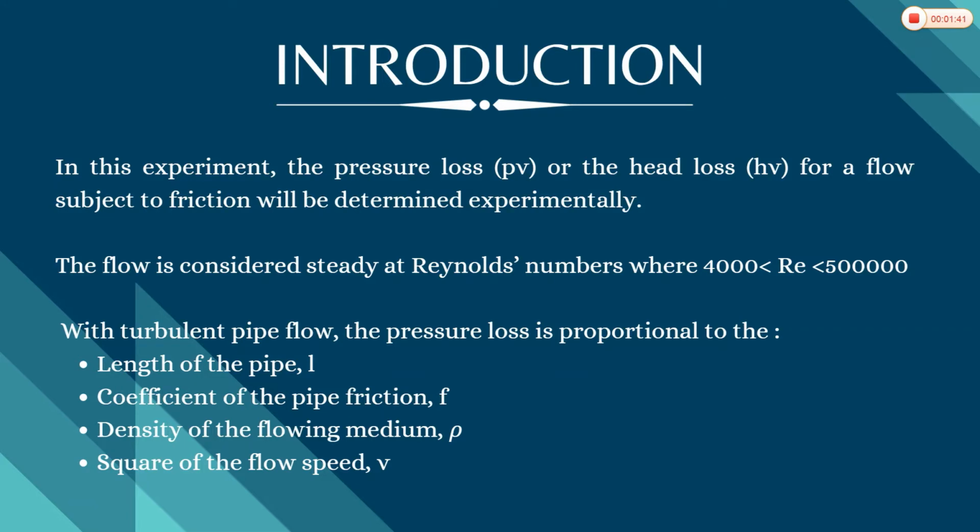So for the introduction, basically in this experiment, the pressure loss or the head loss for a flow subject to friction will be determined experimentally. The flow is considered steady at Reynolds number bigger than 4,000 and smaller than 500,000. With turbulent pipe flow, the pressure loss is proportional to the length of the pipe, the coefficient of pipe friction, the density of the flowing medium, and the square of the flow speed.